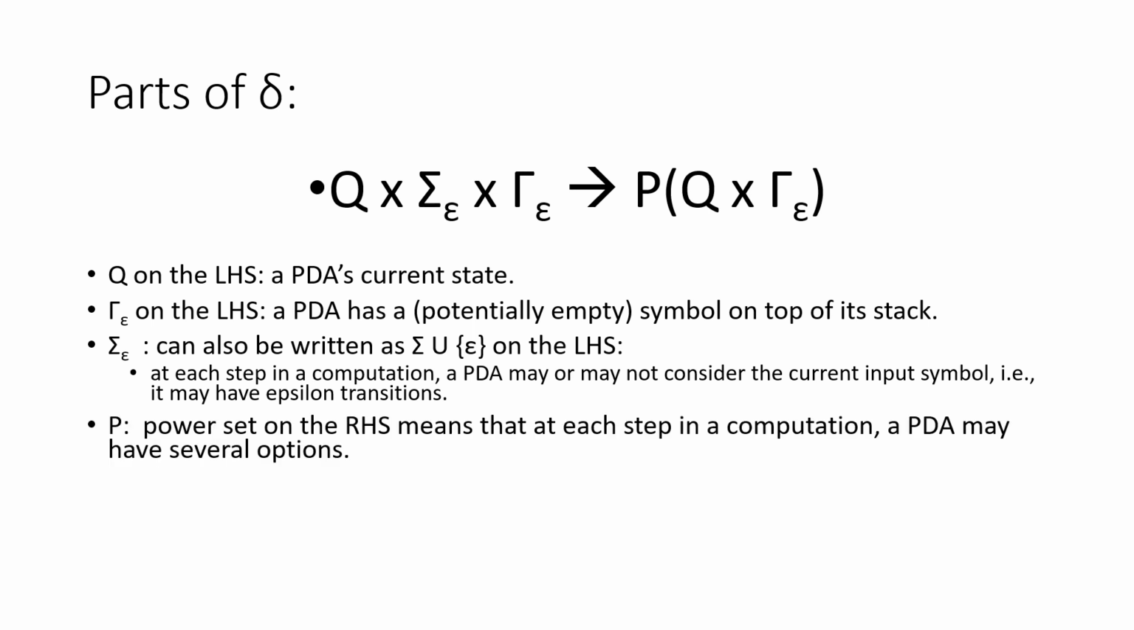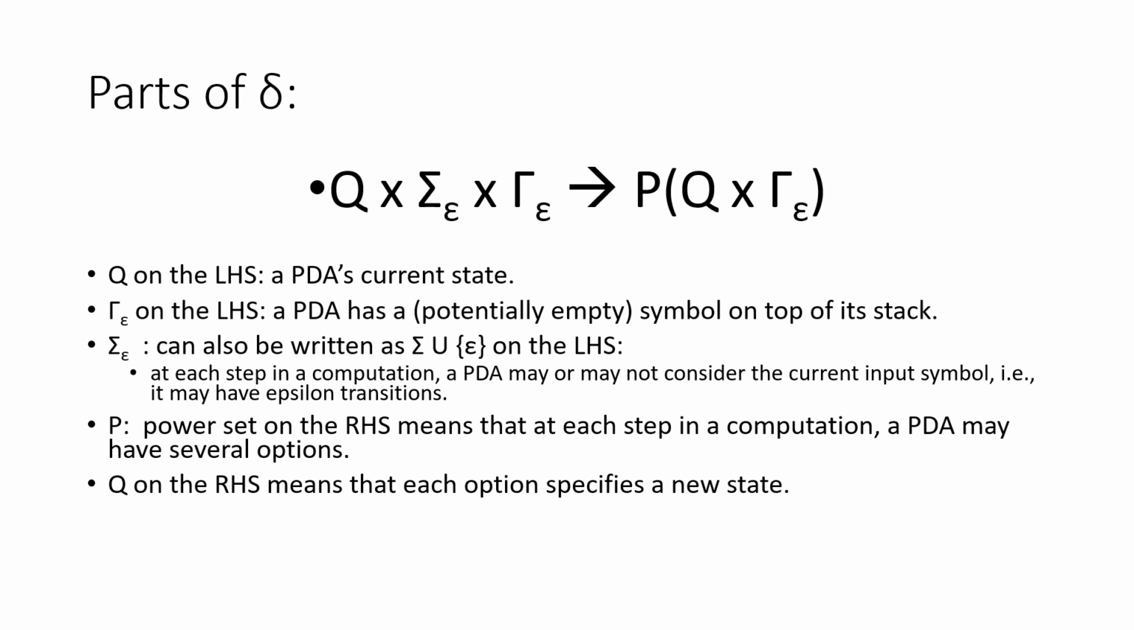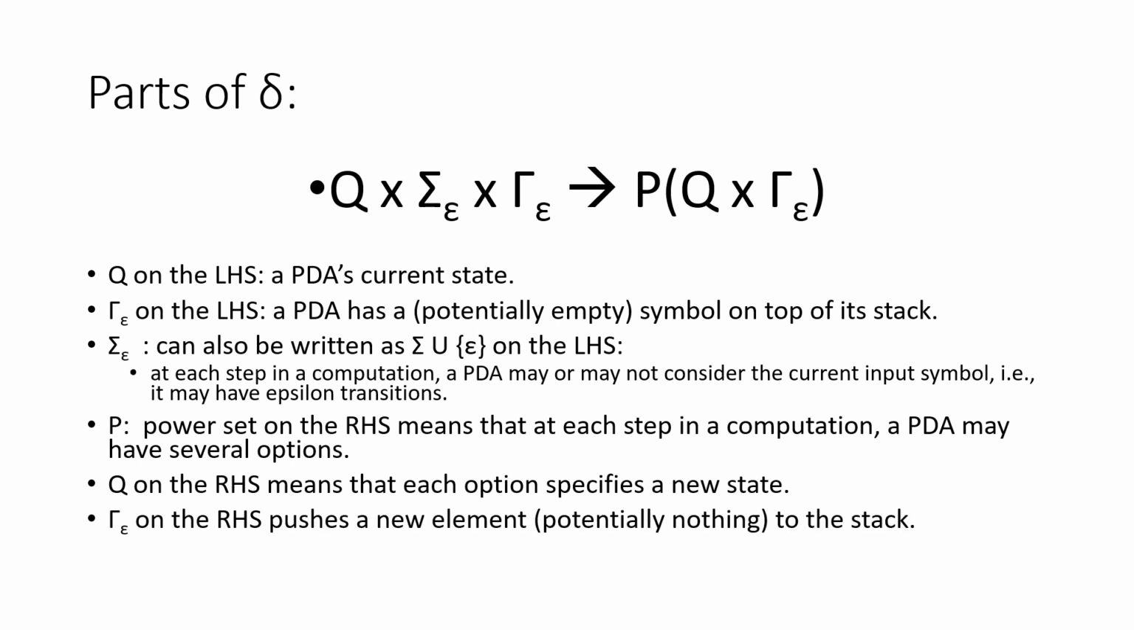On the right-hand side, we have P, which means power set, which means that at each step in the computation, the pushdown automata may have several options. So Q on the right-hand side means that each option specifies a new state, so there's multiple states that you can go to. And then gamma sub epsilon means that you are going to push a new element to the stack, but potentially that could just be the empty element. All right, so we'll see this again a couple of times as we do some examples.